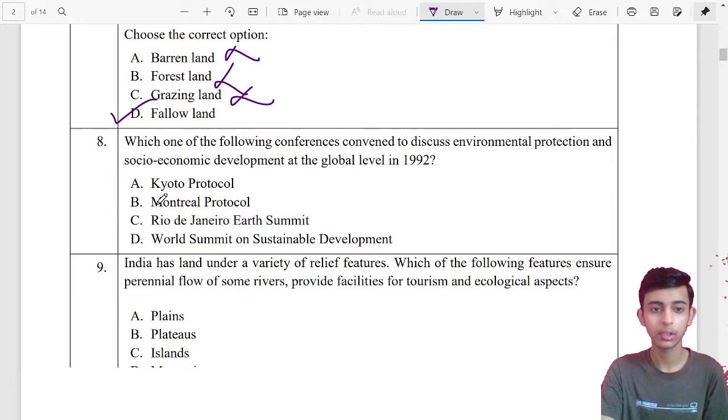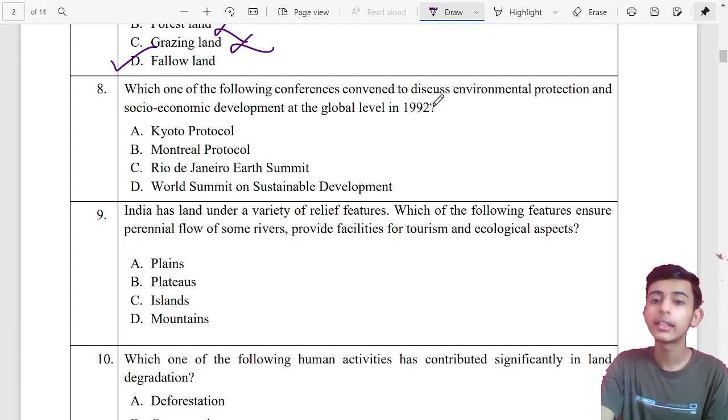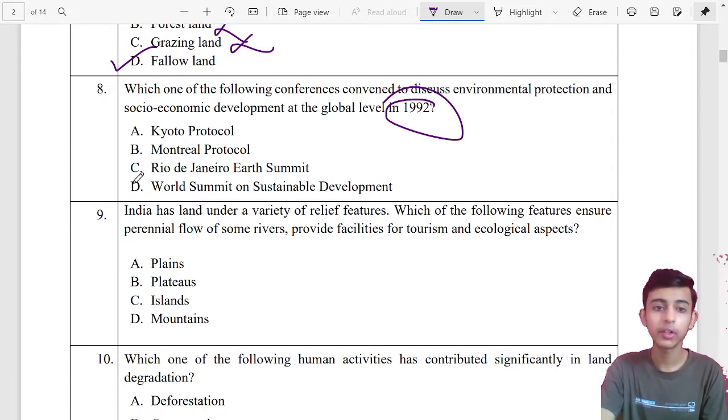Known as fallow land. Eighth, which one of the following conferences convened to discuss environmental protection and socio-economic development at the global level in 1992? Kyoto Protocol, Montreal Protocol, Rio de Janeiro World Summit, World Summit on Sustainable Development. It's easy.